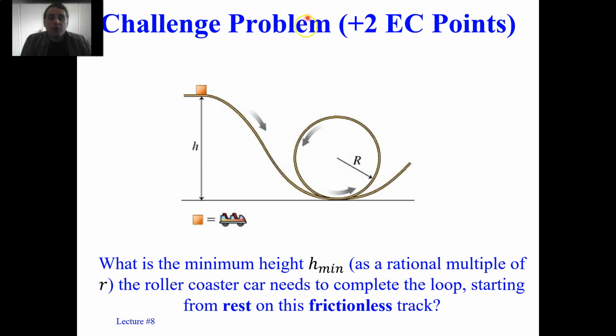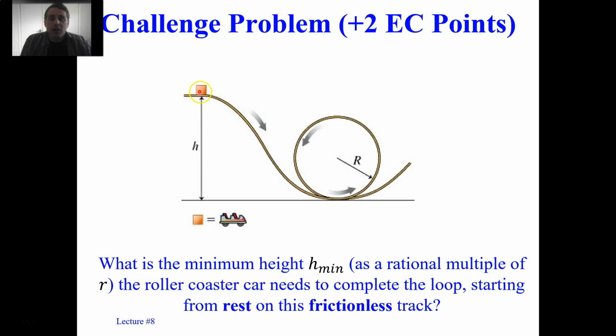I also want to pose to my class a challenge problem, which I think is quite an interesting problem. I want to know, what is the minimum height, h min, as a rational multiple of r? And when I say rational multiple of r, I actually mean capital R here, the radius of the loop, that the roller coaster car needs to complete this loop, starting from rest on this frictionless track.